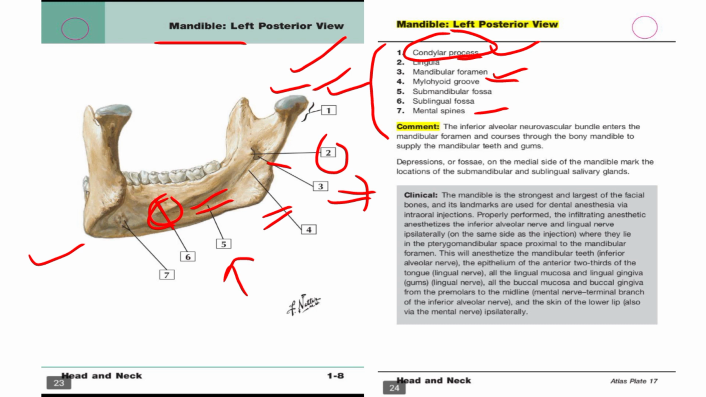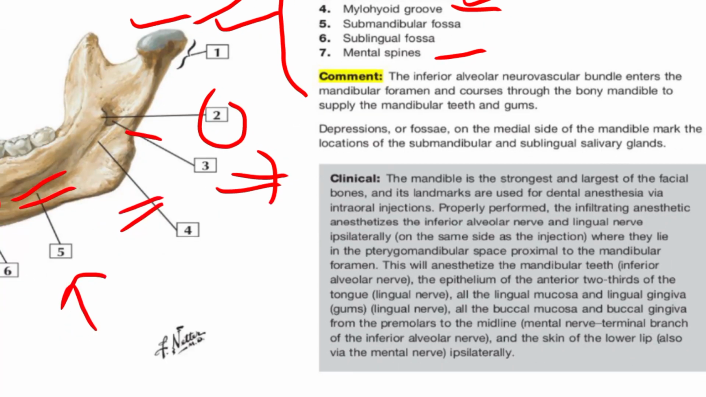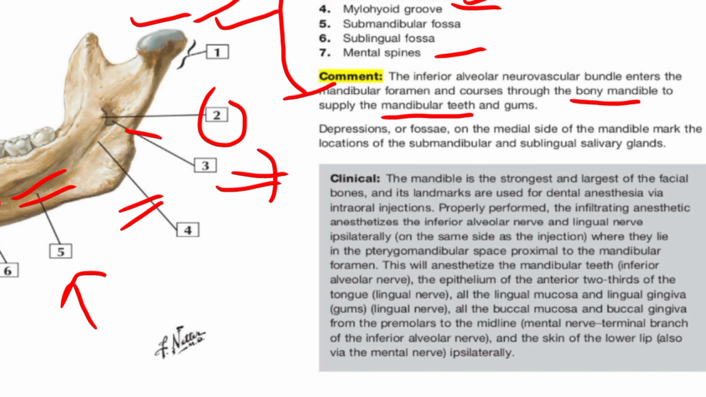Now we will discuss the description of it. The inferior alveolar neurovascular bundle enters the mandibular foramen. I told you from the foramen neurovascular bundles pass and supply the structures and course through the bony mandible to supply the mandibular teeth. Mandibular teeth are lower jaw teeth and gums.